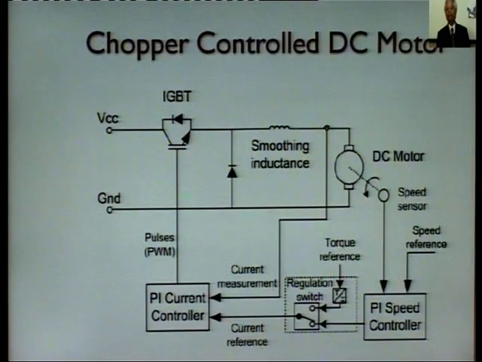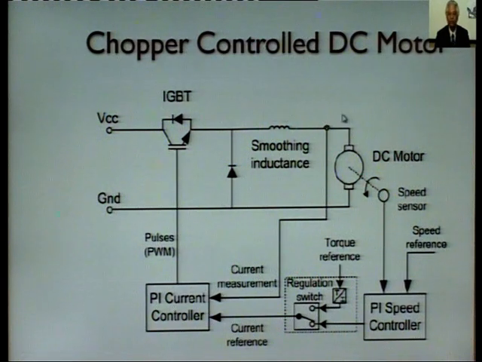Chopper controlled DC motor. Nowadays, in place of thyristors, you are also using IGBTs. IGBT is a very efficient device, and it is mostly used for switching purposes, because its switching time is very less. It is a very efficient and very fast switching device.